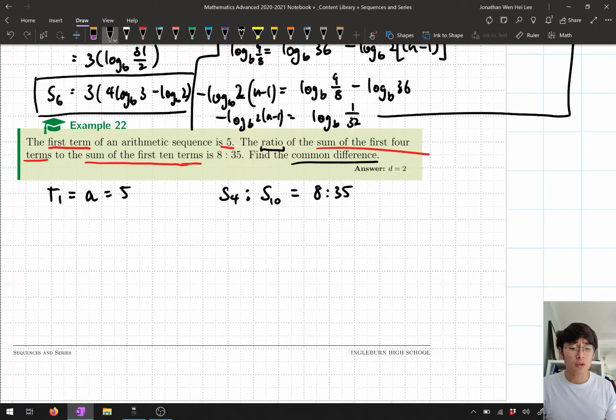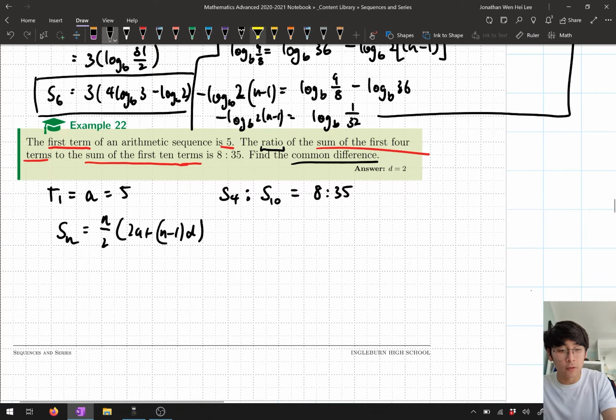Okay, how do we get started with this? Well, it might be helpful to write an equation for S4 and S10. Because we want to find the common difference, I'm going to use the formula Sn equals n over 2 times 2a plus n minus 1 times d, because this formula has the common difference I actually want to find. So I'm going to put in 4. S4 is going to be, when I sub in 4, 2 times 2a plus 3d.